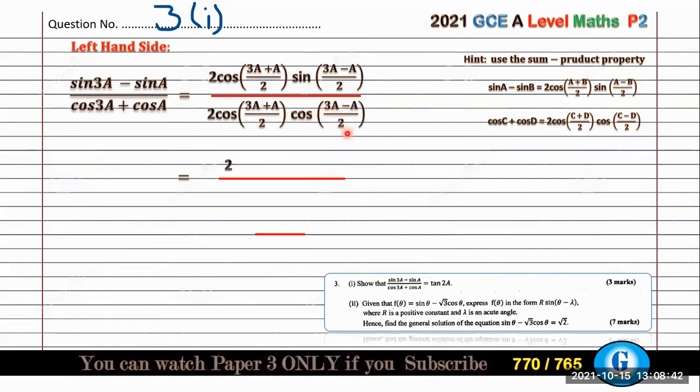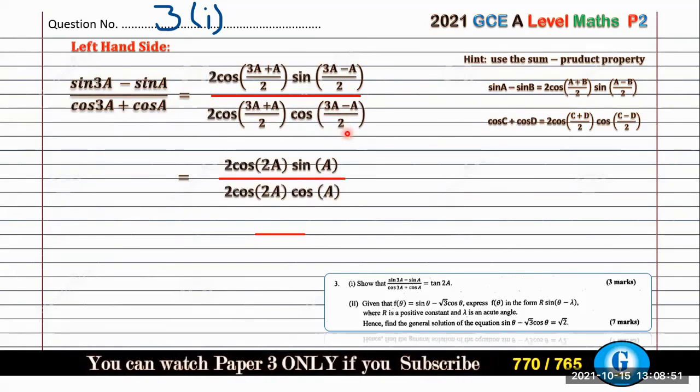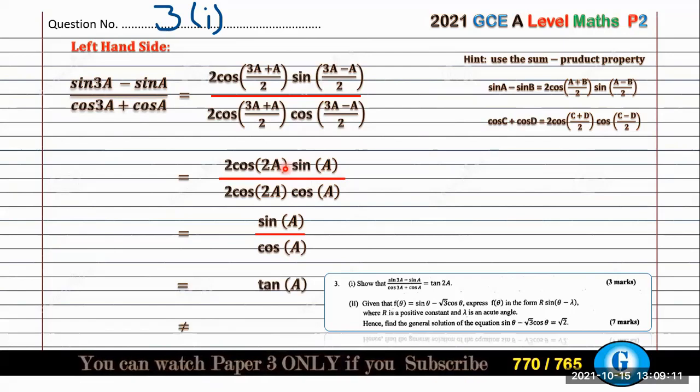So this will be equal to 2 cos 2a sine a on 2 cos 2a cos a. But now this cos 2a cos a will cancel out with the 2 and we'll be left with sine a on cos a. And you actually even see that with this question, this is equal to tan a and not tan 2a.